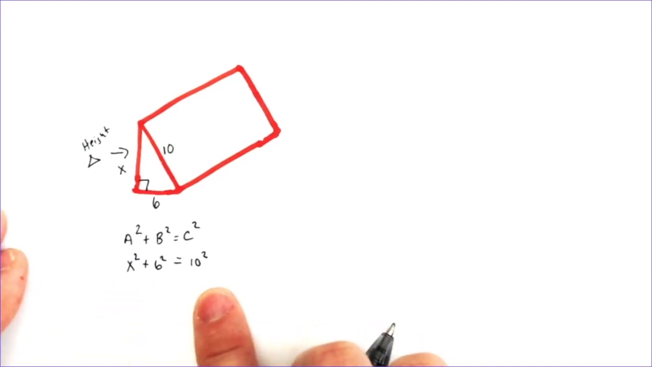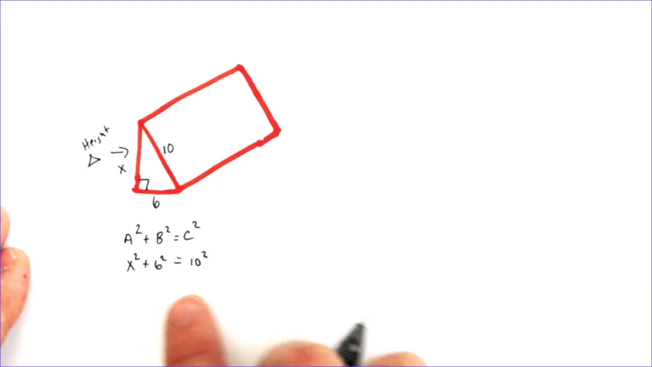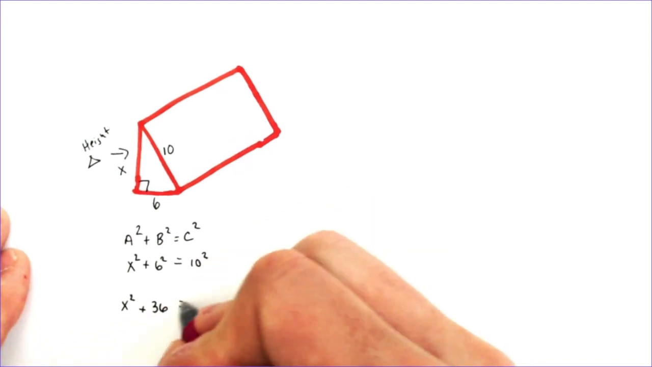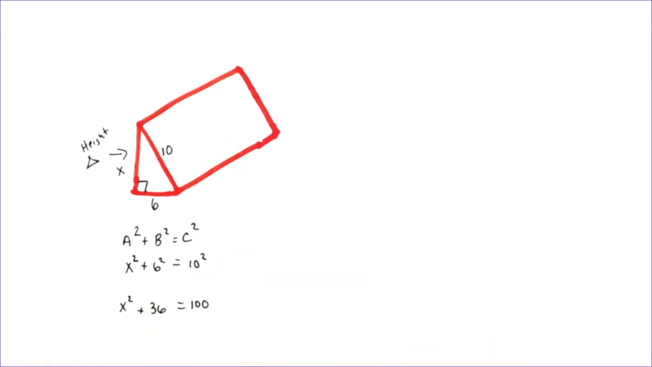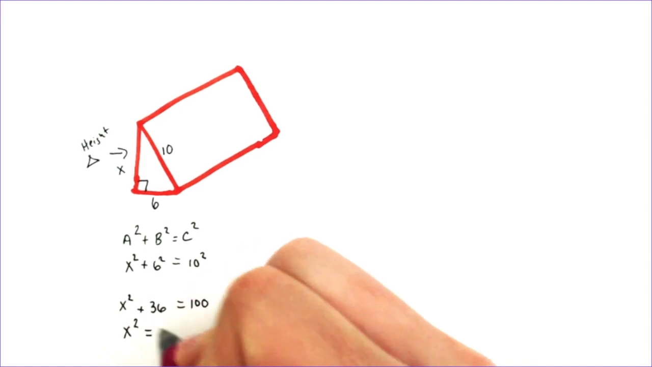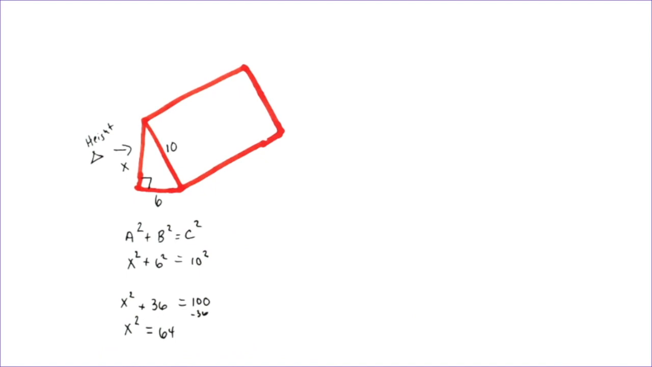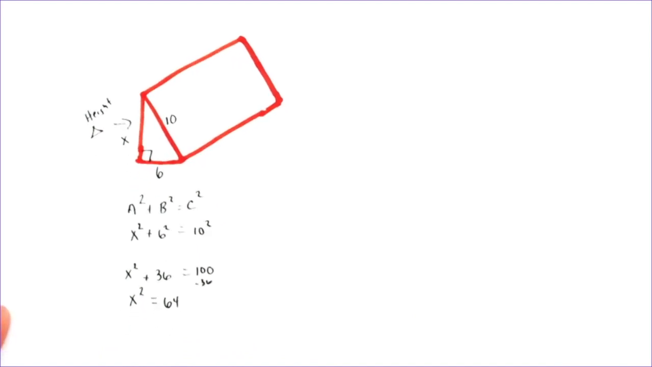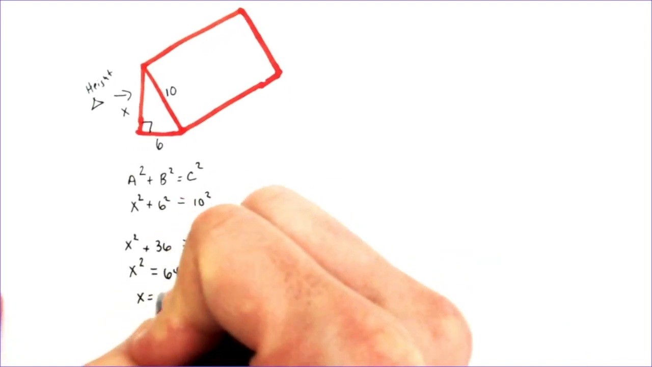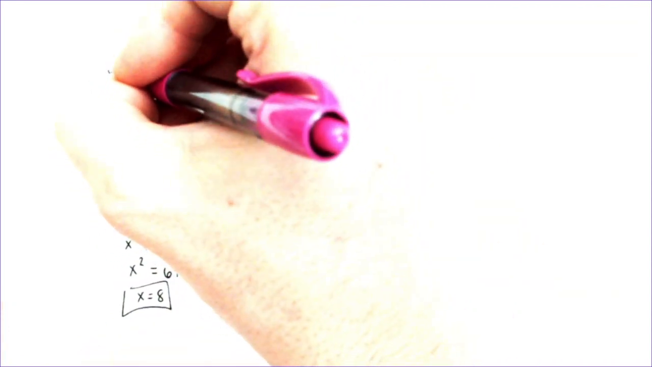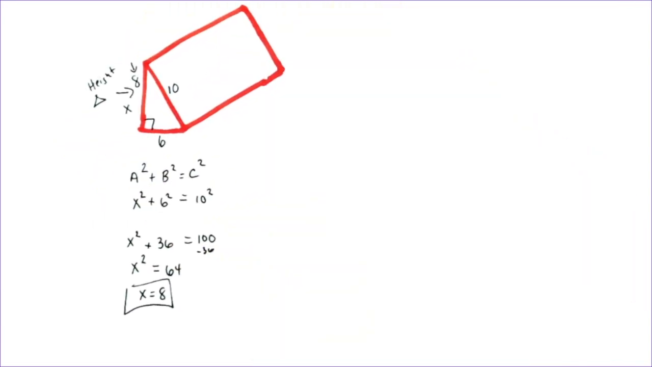So we filled in our Pythagorean theorem. We got our A squared, B squared, C squared, X squared in this case. X squared, 36, 100. Subtract 36 from 100. You get 64. And then we have to square root 64, and the square root of 64 is 8. We now have the height of that triangle.